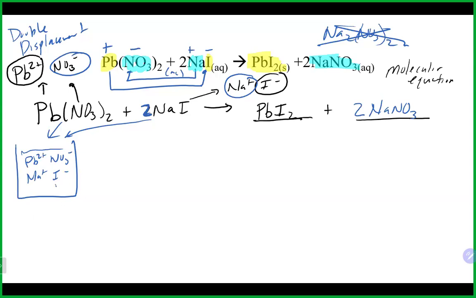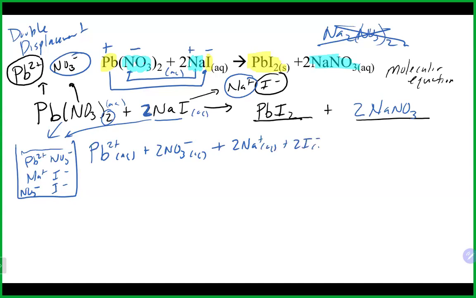And what's going to happen is we could write another equation to represent what's actually happening in this reaction. We would break apart our lead nitrate into ions. So we would have a lead ion, and there are two nitrates, so that two comes to the front. We would also break apart this guy as it is a strong electrolyte as well, and aqueous. So we would end up with two sodium ions in that solution and two iodide ions.